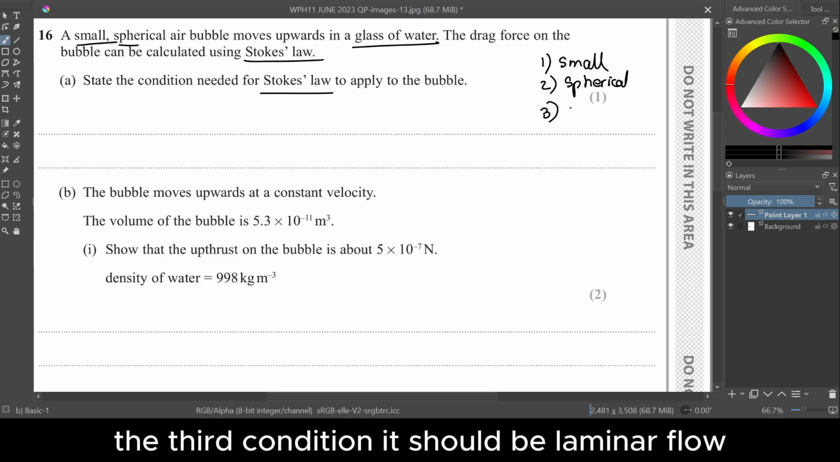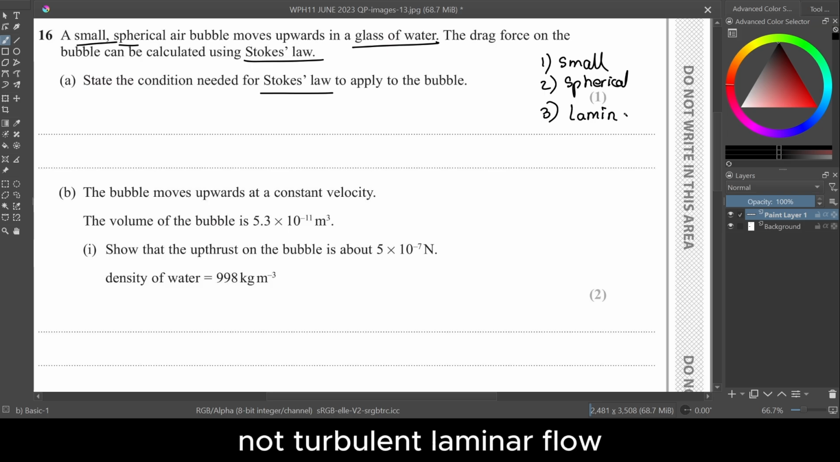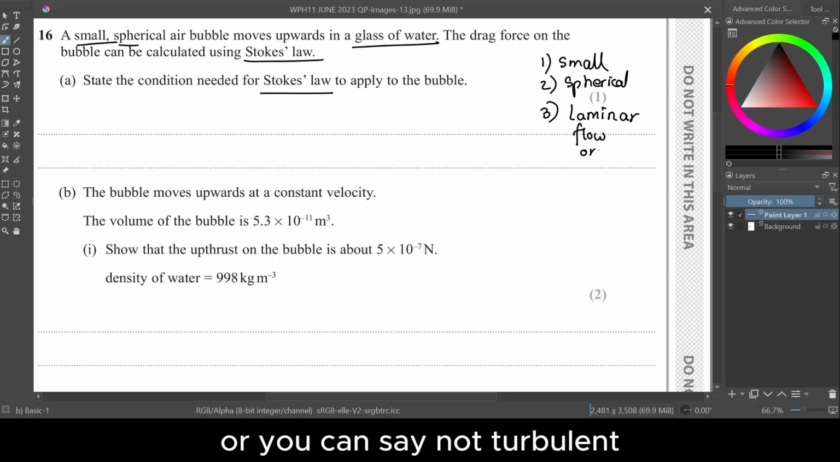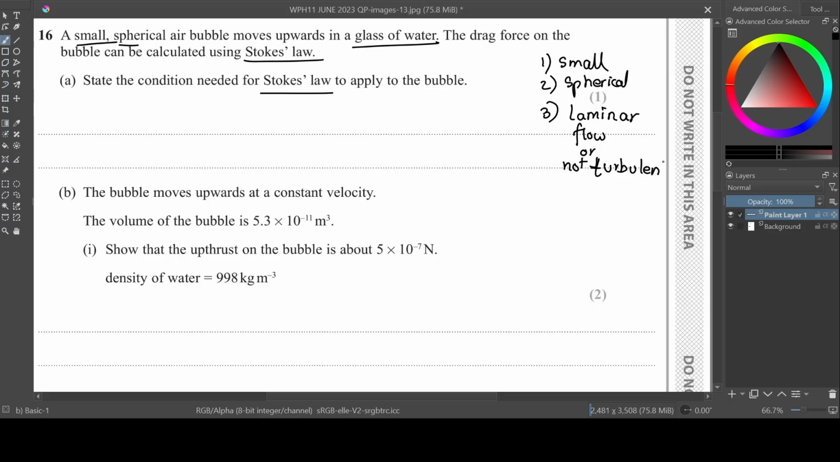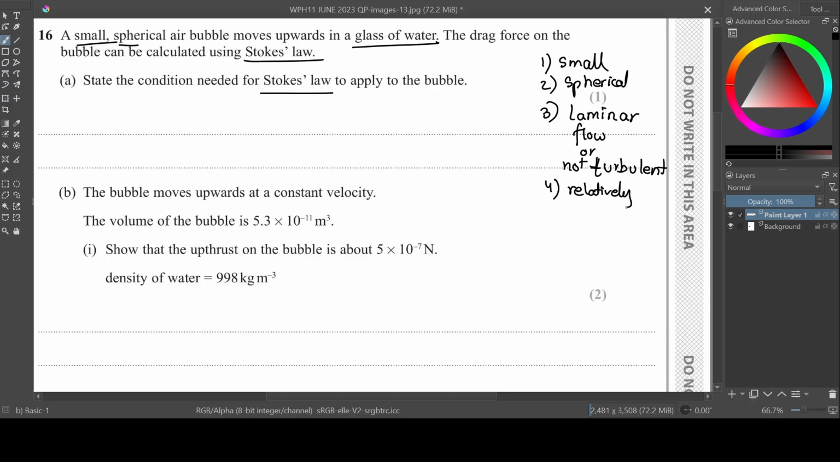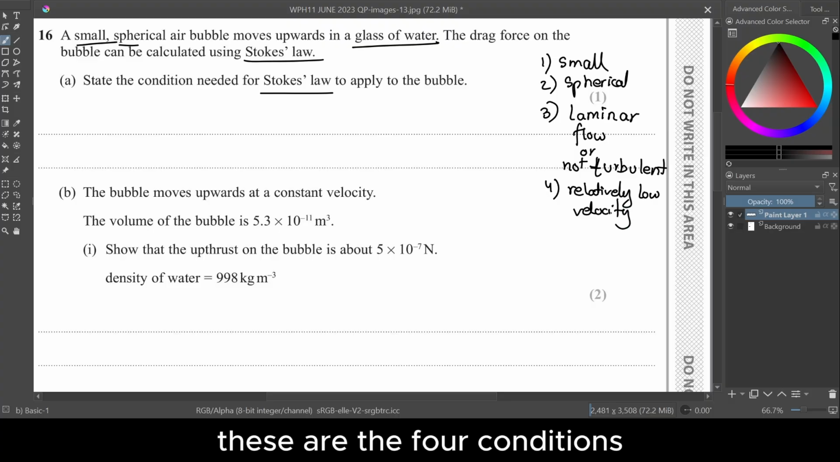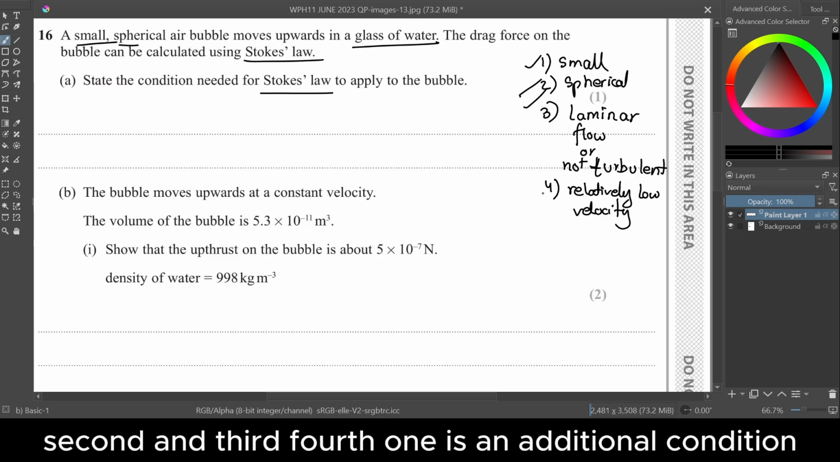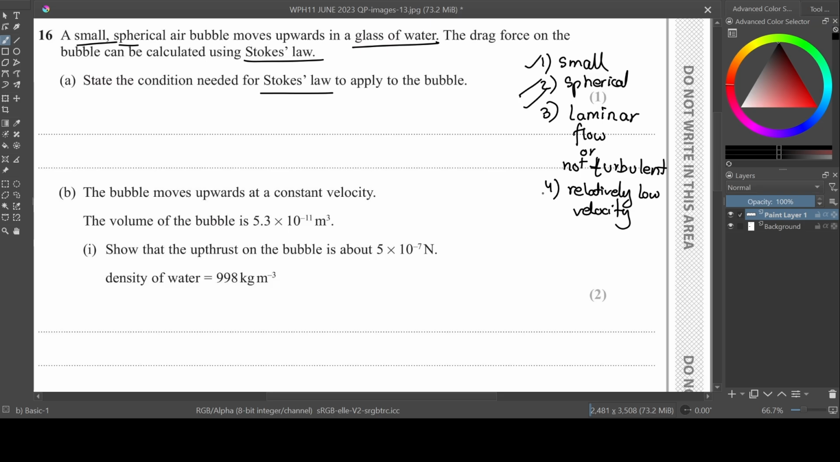The third condition, it should be laminar flow, not turbulent. And the fourth one is relatively low velocity. Okay, these are the four conditions. The main ones are the first, second, and third. The fourth one is an additional condition.